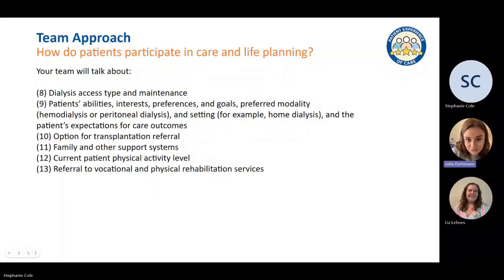And they also have a requirement to meet with patients and review topics such as dialysis access type and maintenance, patients' abilities, interests, preferences, and goals, preferred modality, whether that's hemodialysis or peritoneal dialysis, and setting, for example, home dialysis, and the patient's expectations for care outcomes, options for transplantation referrals, family and other support systems, current patient physical activity level, and referrals to vocational and physical rehabilitation services.